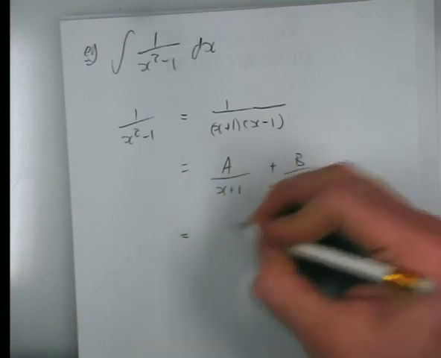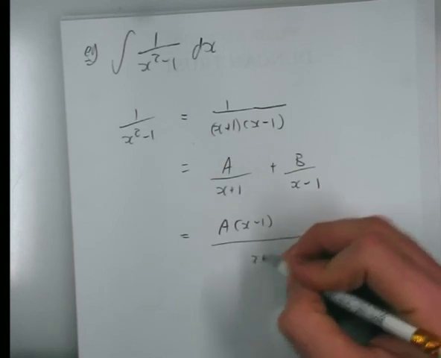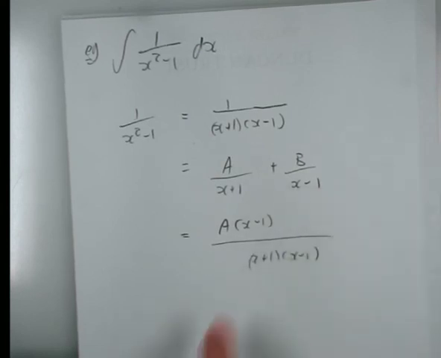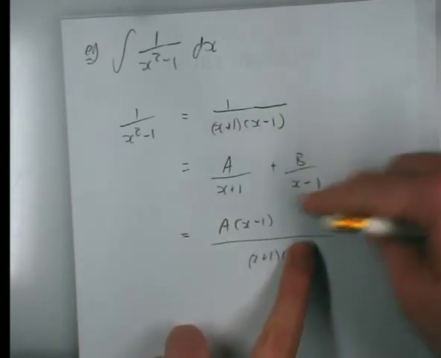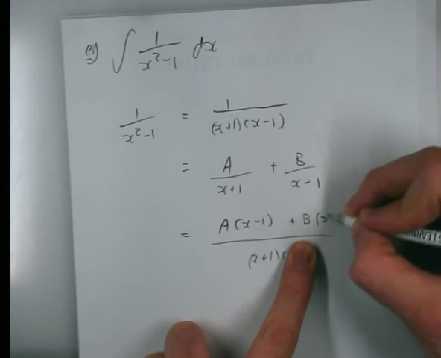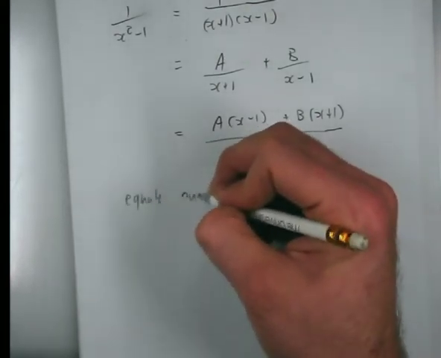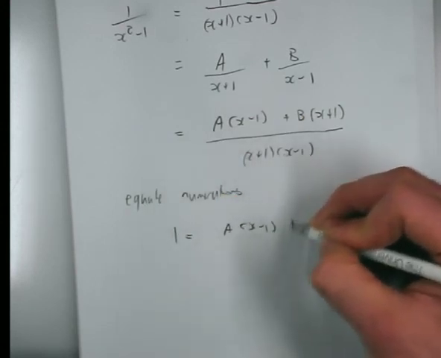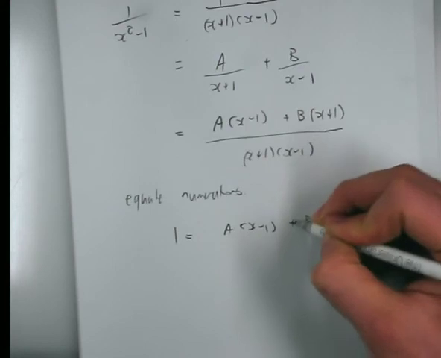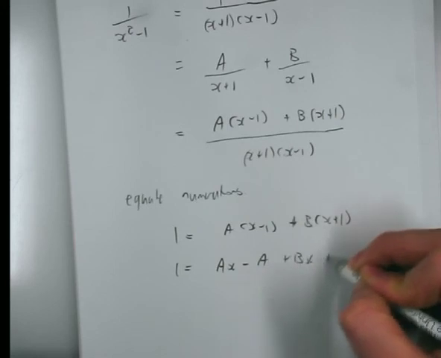I can do the common denominator. So my common denominator is x plus 1, x minus 1. My a currently already has the x plus 1, so it's going to need an x minus 1. My b's currently already got the x minus 1, so it's going to need an x plus 1. And so now I can equate my numerators. 1 is a x minus 1 plus b x plus 1. So that's ax minus a plus bx plus b.